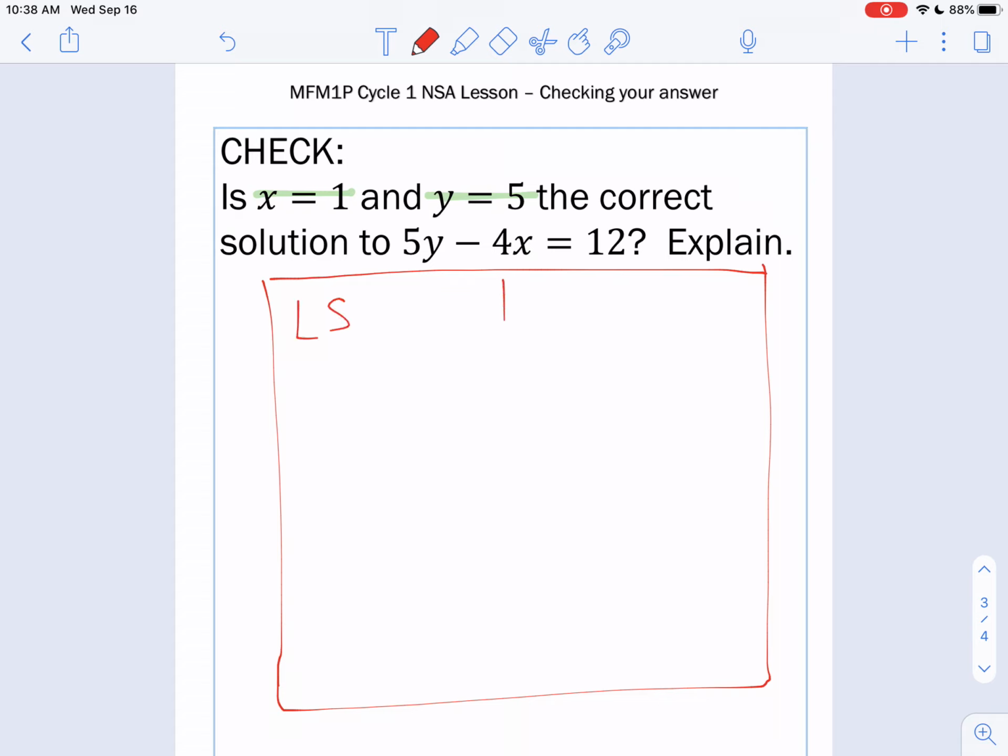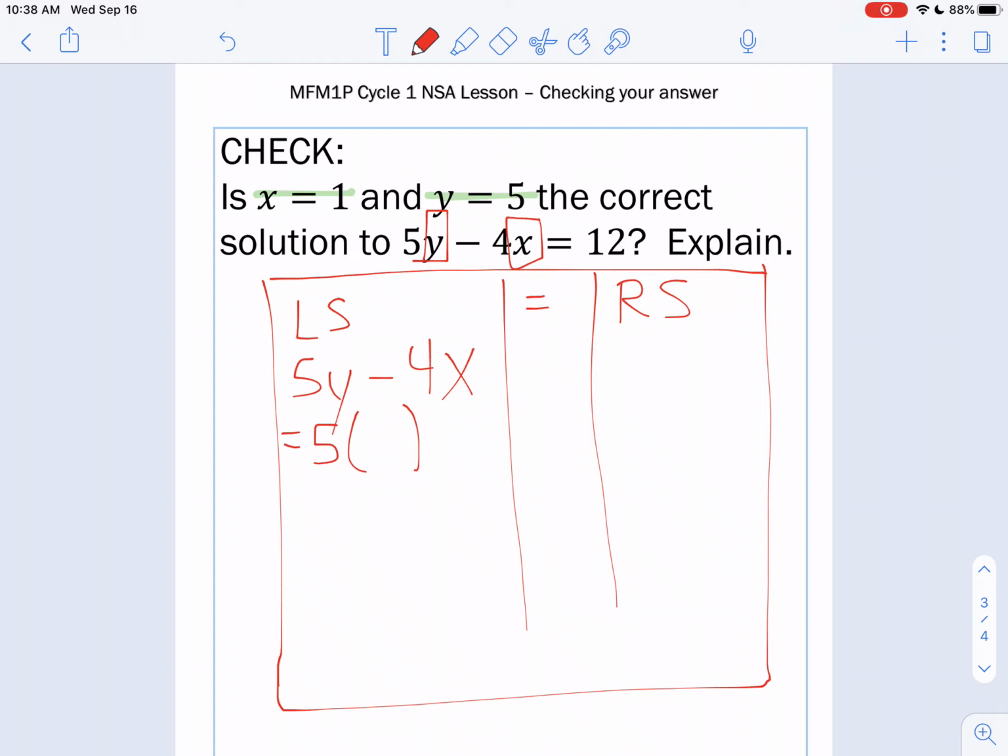So on the left side, I have the equation 5y minus 4x. And we know what the y is and what the x is. So we're going to plug those in. So we've got 5 times y, because remember 5y means 5 times y. So 5 times 5 minus 4 times 1. So I'm just replacing the x and the y with the values that I found. So now I've got 25, because 5 times 5, minus 4 times 1.